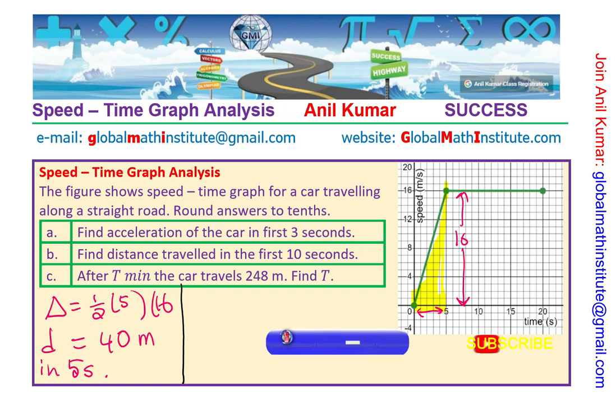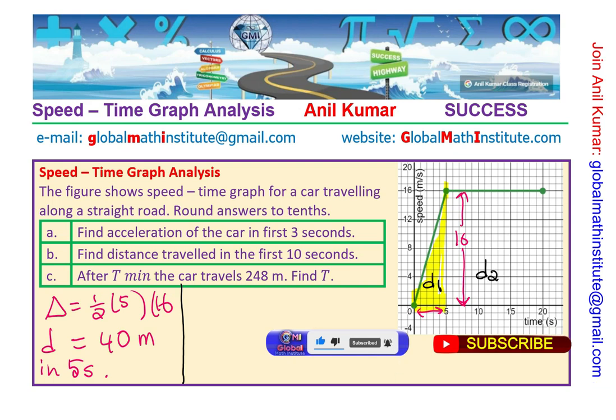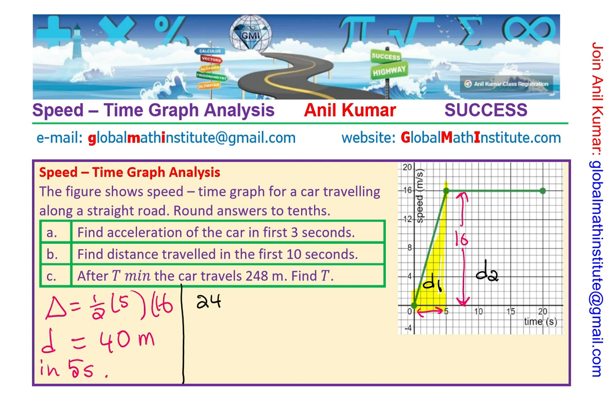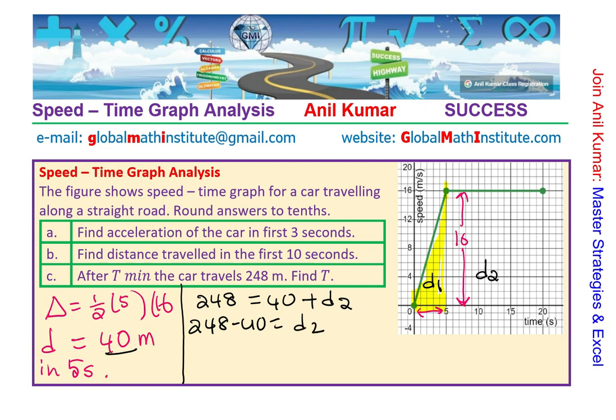Now we want 248, right? So how much remains? So remaining distance. So this is like D1, correct? Now we want to find D2, correct? We know the total distance is 248, which is 40 plus some distance d2. So from here we can say 248 minus 40 equals the extra distance which we want to figure out. So that is 208, right?